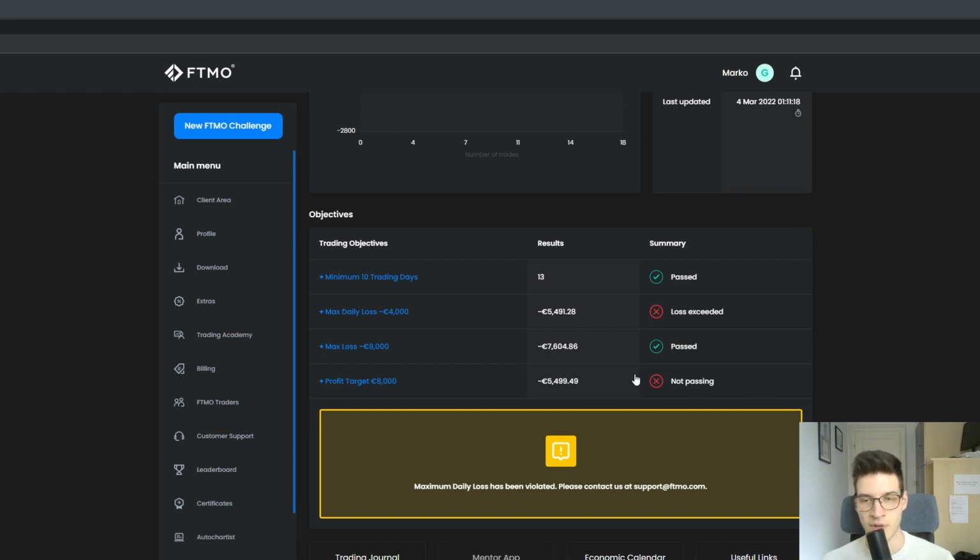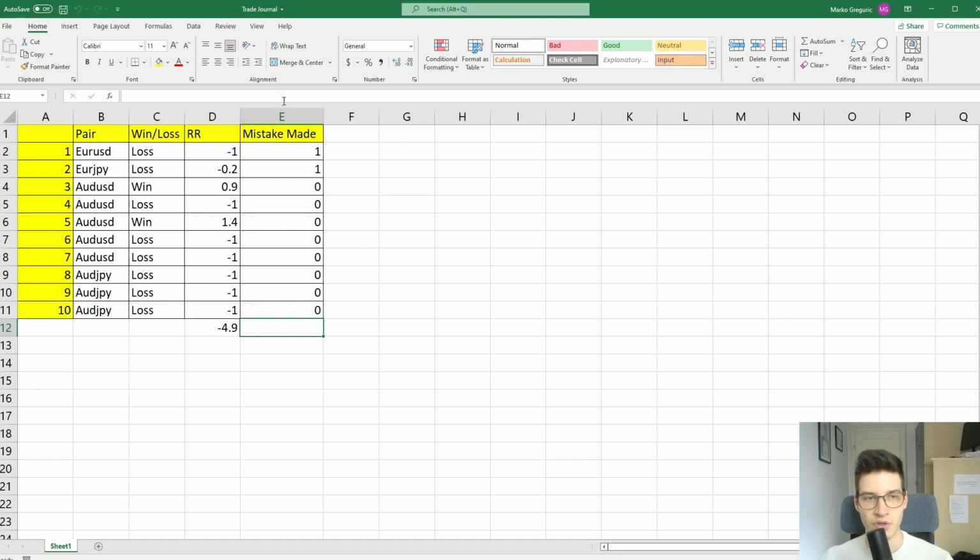I will have more luck. And let's also take a look at the Excel trade journal. So right here I did take 10 trades. The cumulative risk to reward was minus 4.9. So if I risked, let's say 1%, I would have ended up minus 4.9%.